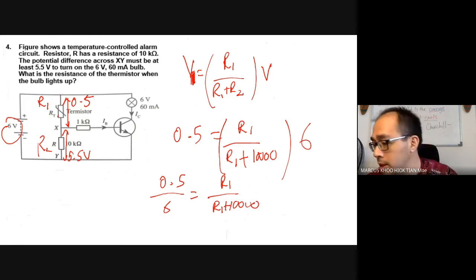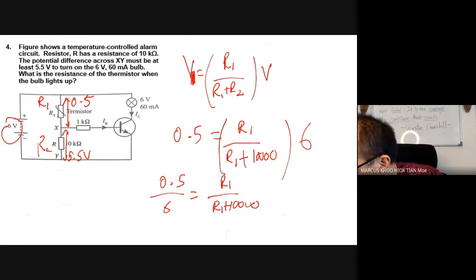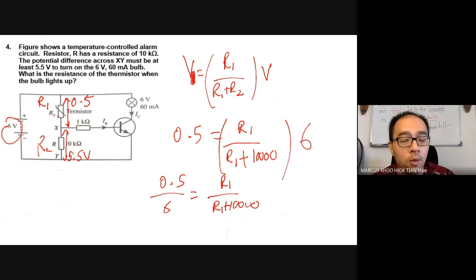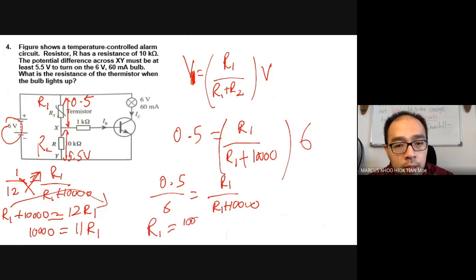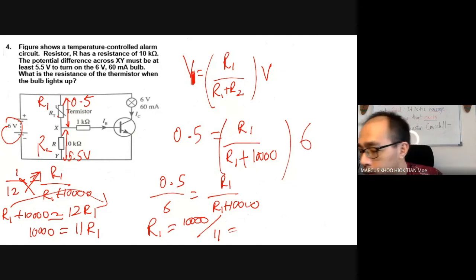0.5 divided by 6 is 1 over 12. So 1 over 12 equals R1 over R1 plus 10,000. Let's cross multiply. You get R1 plus 10,000 equals 12 R1. Bring this across, 11 R1 equals 10,000. So what is R1? 10,000 over 11. So ugly.